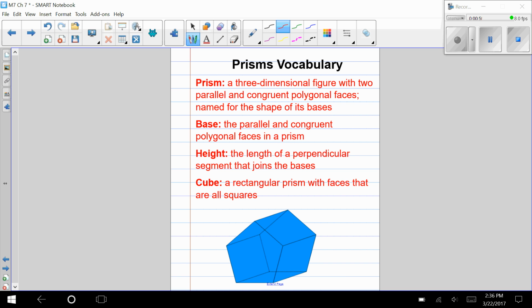So in this prism, I have a pentagon here and a pentagon in the back. Those are the bases. The height is the length of a perpendicular segment that joins the bases together. So the height has to be the segment that joins those two bases. A cube is a special rectangular prism with faces that are all squares and they're all the same length.